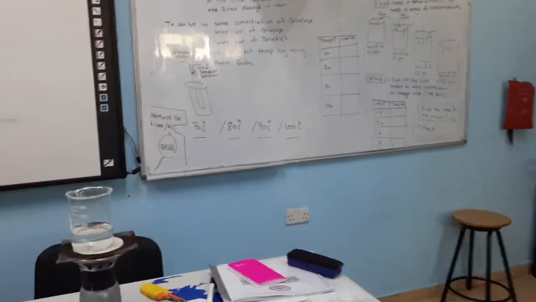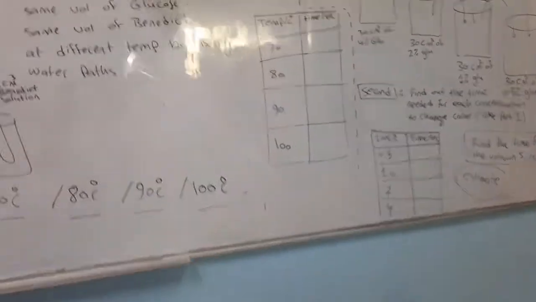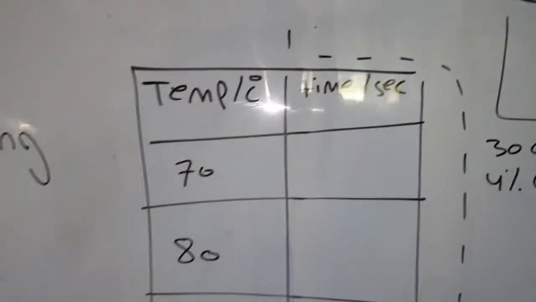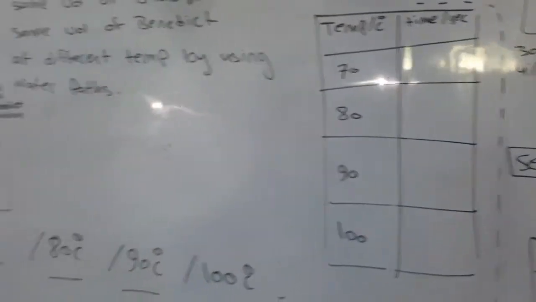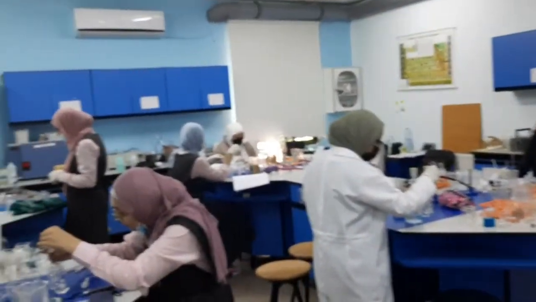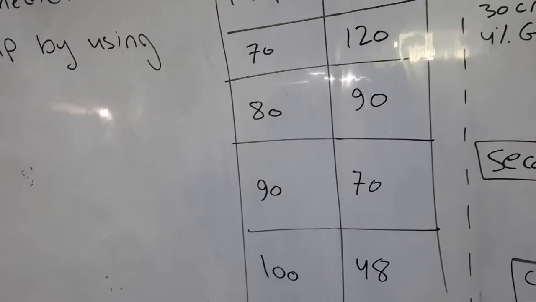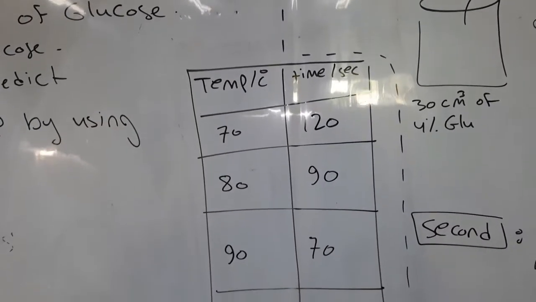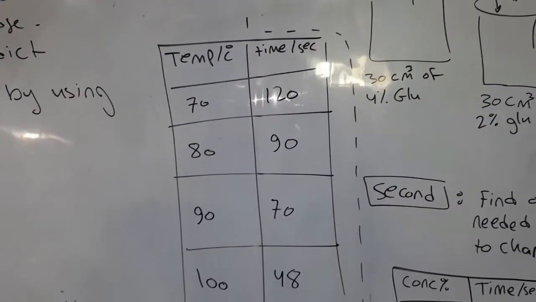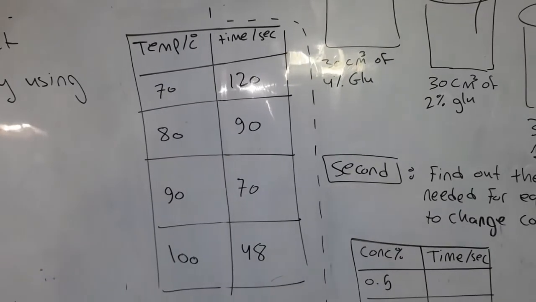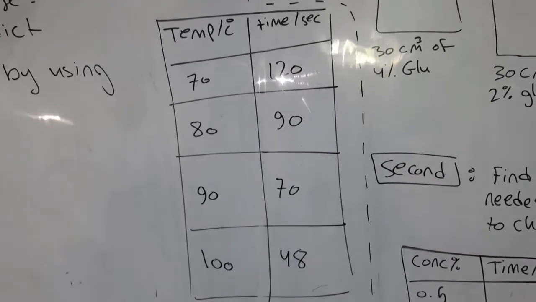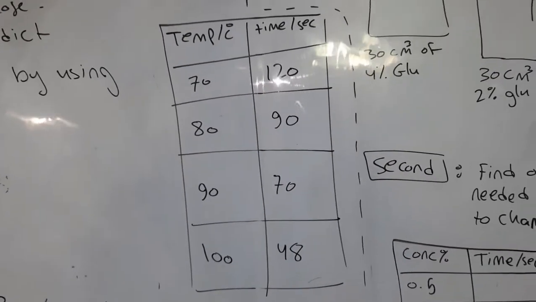After you do that, simply you place it in the table of results, which is temperature per degree Celsius and the time per second. And after you do that, you can find out which one is the fastest change in color. So those results right here on the board are one of our students' results. It shows that as the temperature increases, the time needed for the first appearance of color decreases, and the time is basically per second.